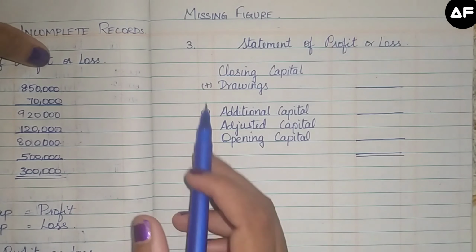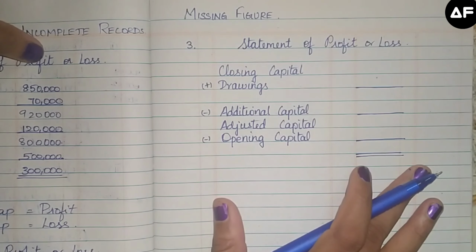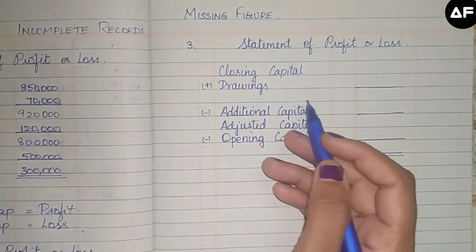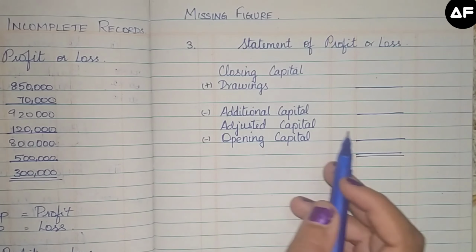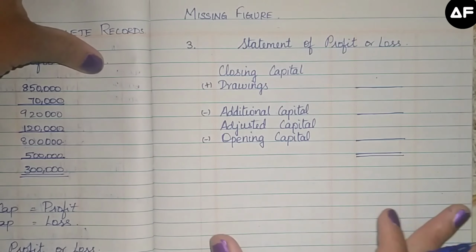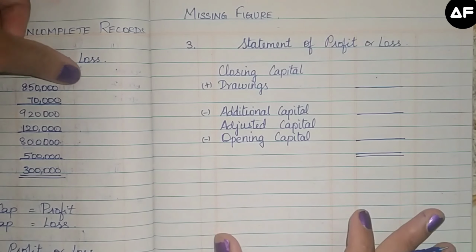Next is a missing figure sum. In these kind of problems, they will ask you to find a certain figure. For example, drawings will not be given, or additional capital will not be given, or opening capital would have to be found out by us. These kind of sums we're going to deal with now.